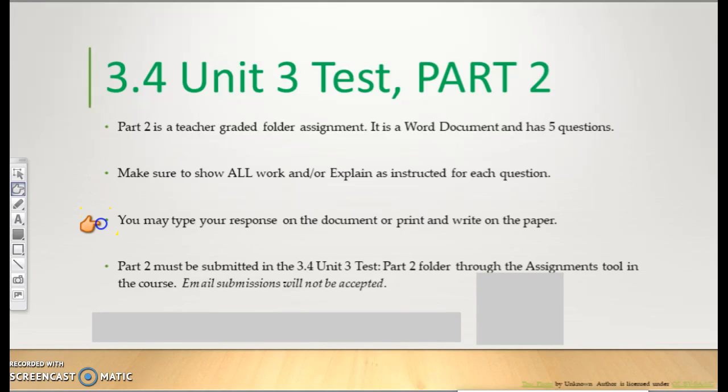You may type your response on the document or print and write on the paper and then scan it back in. Part 2 must be submitted in the 3.4 Unit 3 test Part 2 folder through the assignments tool in the course. Email submissions will not be accepted.